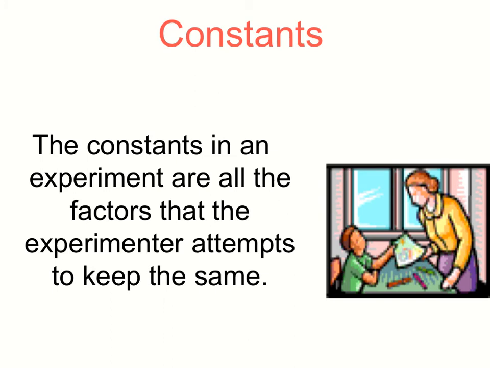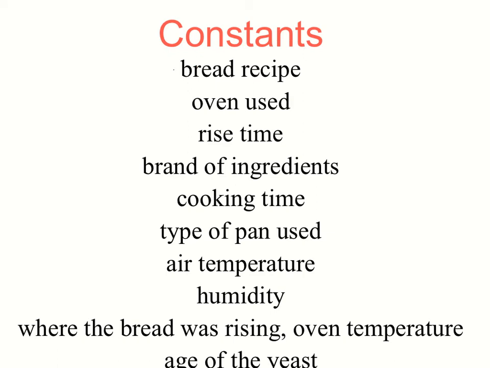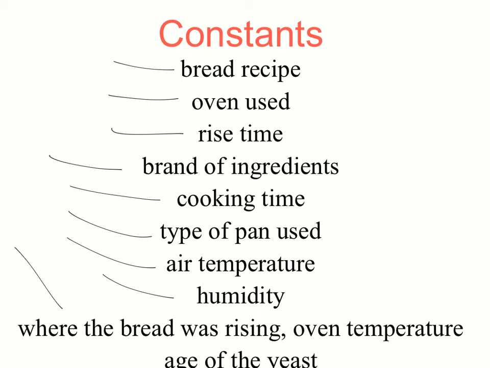He has to figure out what can he keep the same for everything. So he makes a list. The recipe stays the same. The type of oven used, the amount of rising time, the brand of ingredients, the cooking time, the type of pans, the air temperature, how much humidity is in the air, where the bread's rising, oven temperature, everything. All those things stay the same. The only difference is, of course, the sugar. The sugar amount will be variable. Otherwise, everything else should be constant. That's a good setup for an experiment.